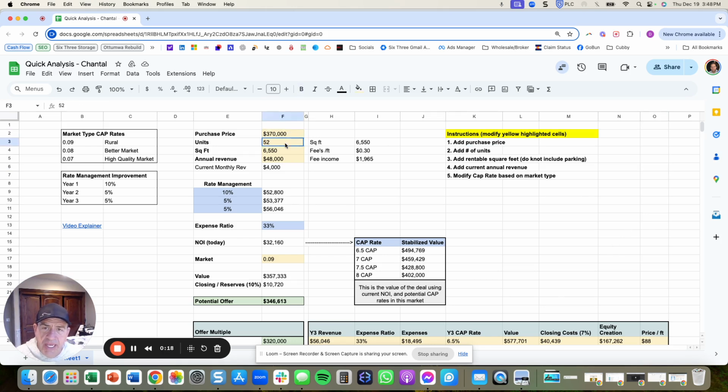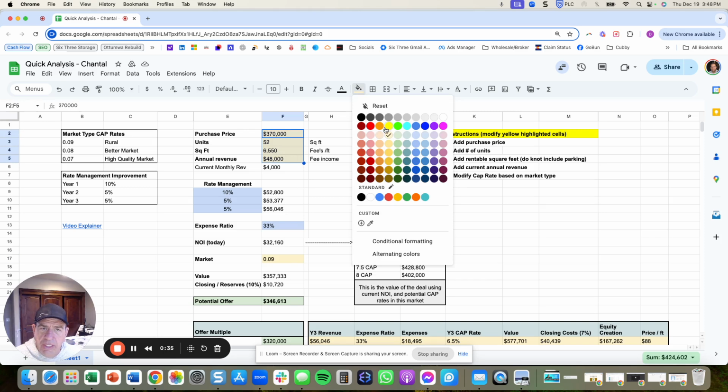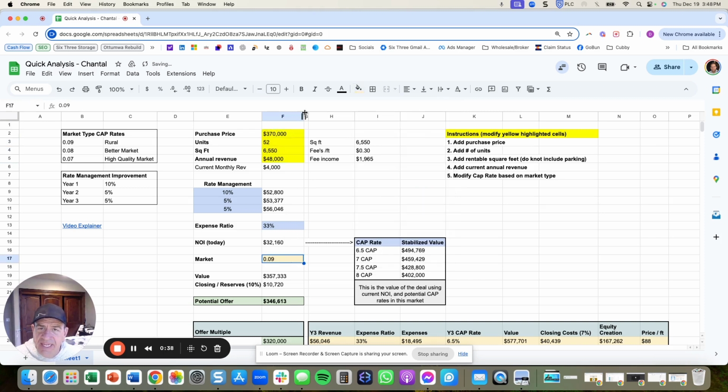Just add the purchase price, the number of units, the square footage here, the annual revenue that you get from the listing, the broker, the wholesaler, the operating memorandum, etc. And we want to update the market. So essentially anything that's in the yellow highlighted cells here, we want to update. I guess these are beige. We can make them real yellow if we want. Make it easy. And the market, again, is the type of market that we are looking at a facility.